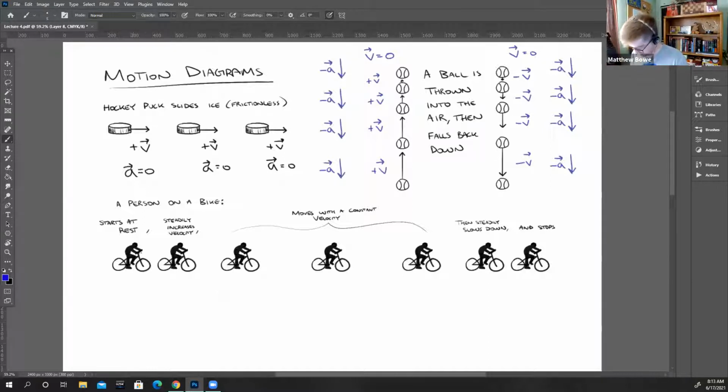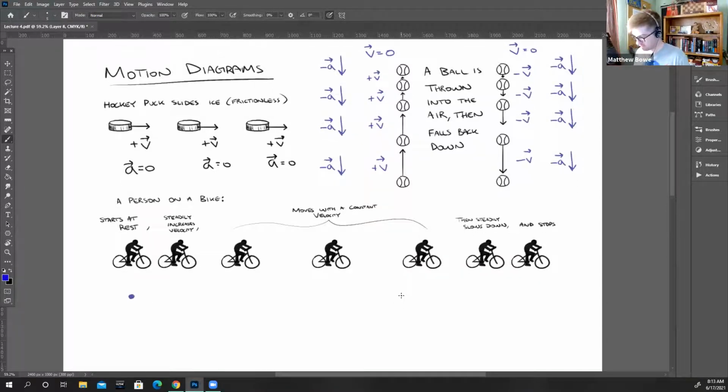So I'm going to take this person on the bike, and I'm just going to cram them all into this dot right here. I'm going to say at that point right there, velocity is 0, because at this instance, they're at rest. And since velocity is 0 and they're not changing their velocity, the acceleration is also 0.